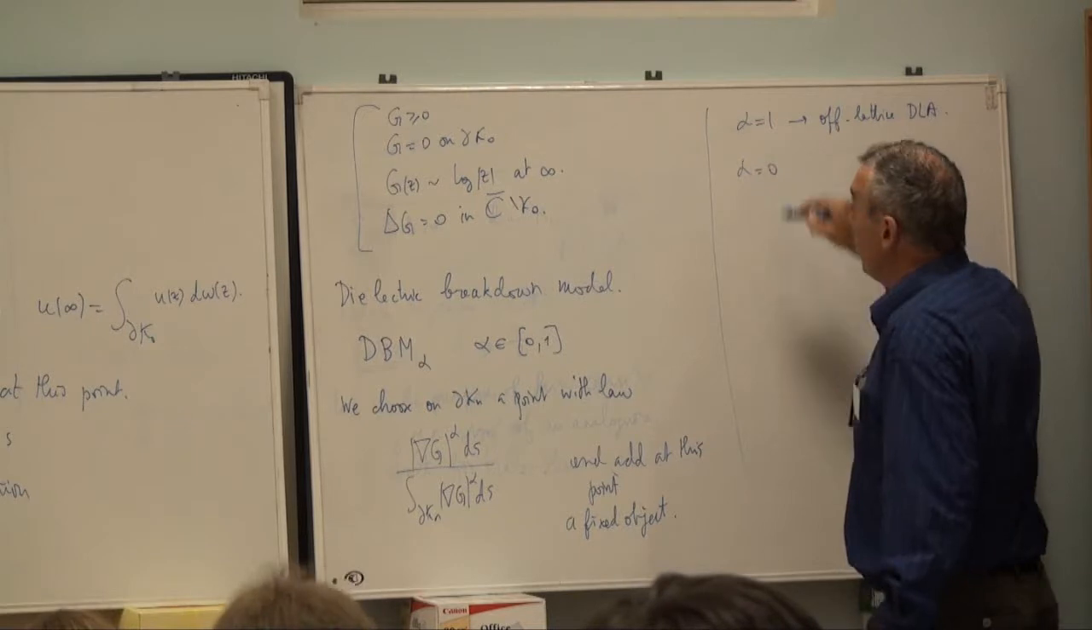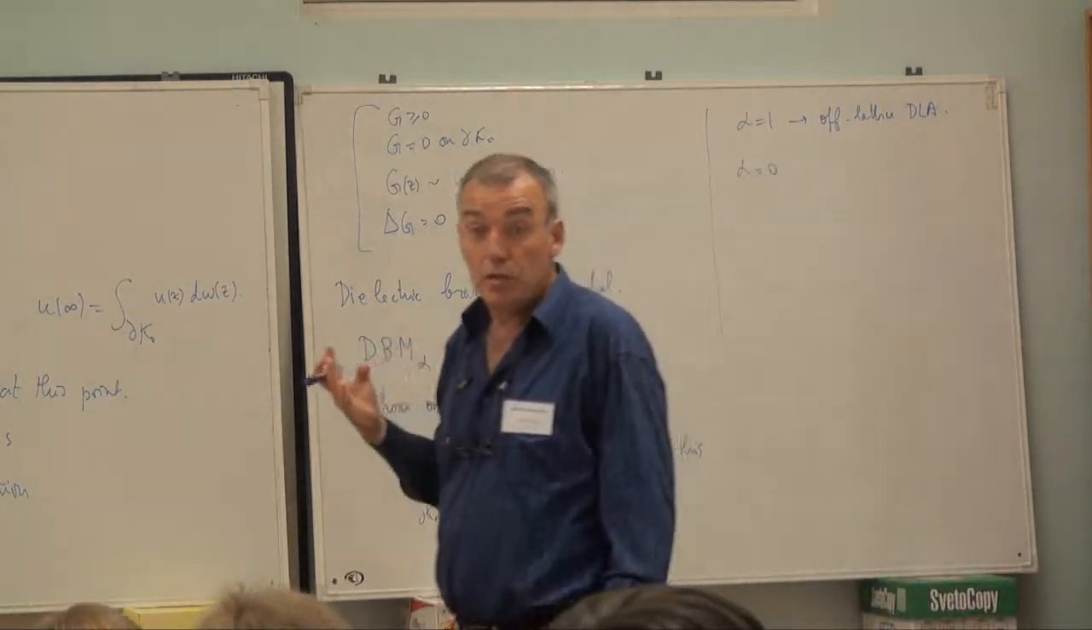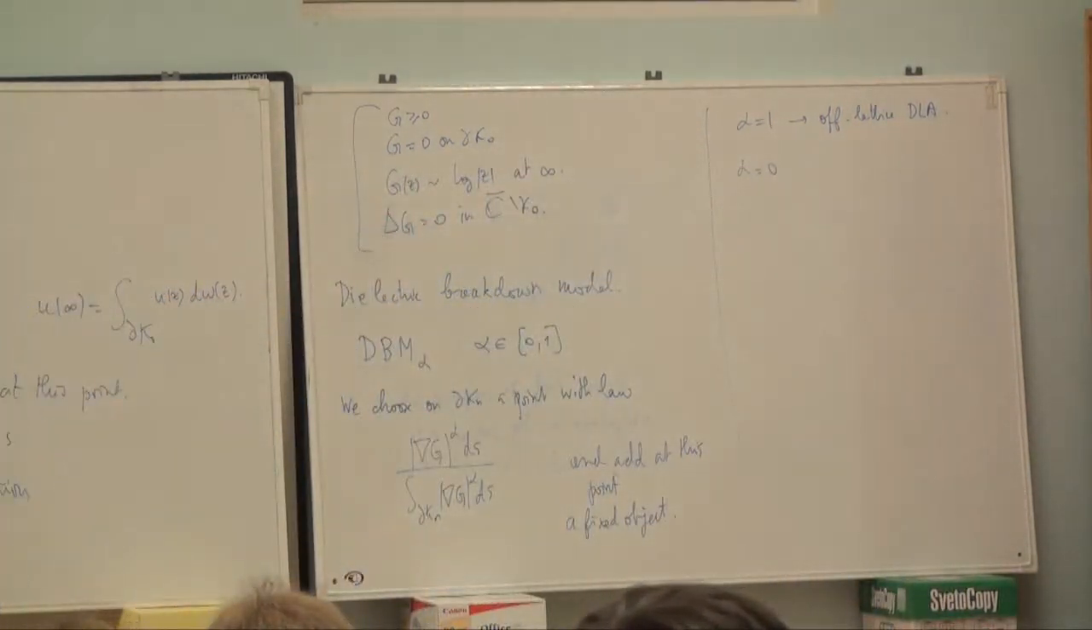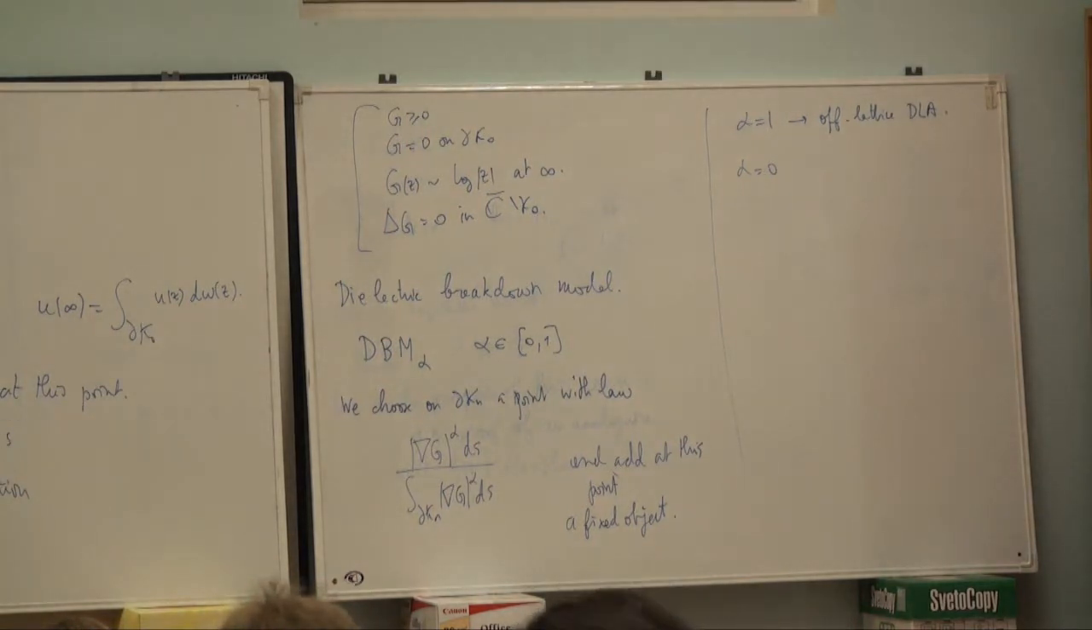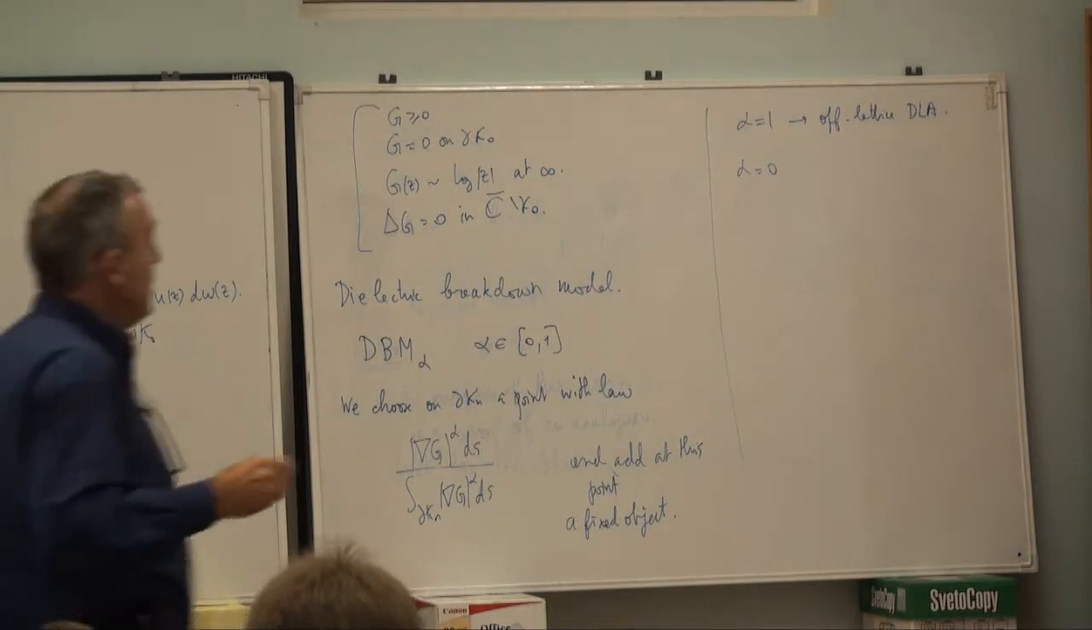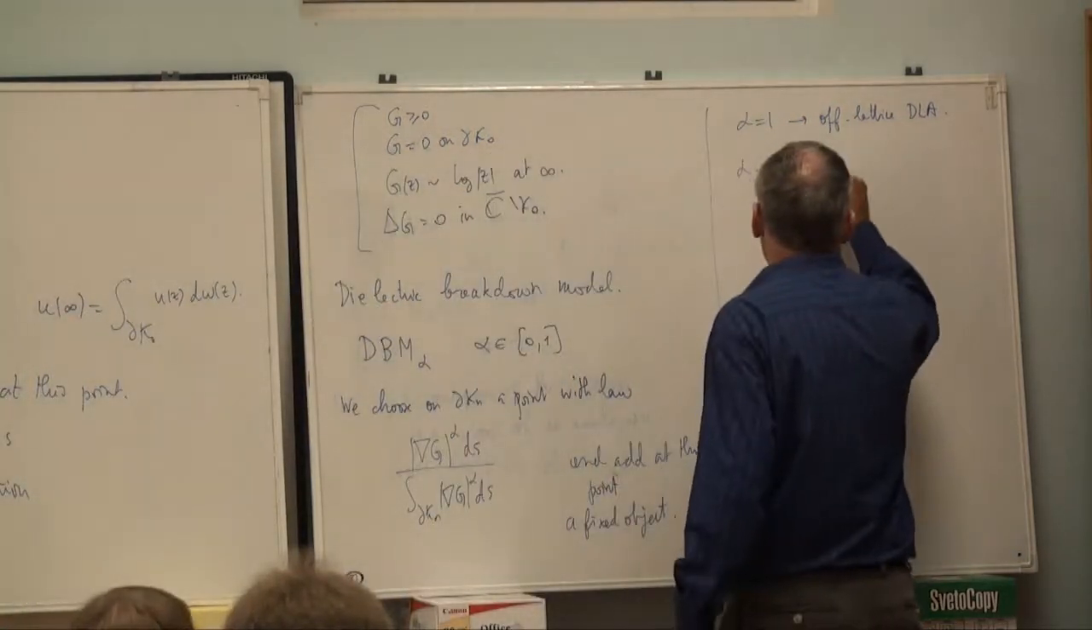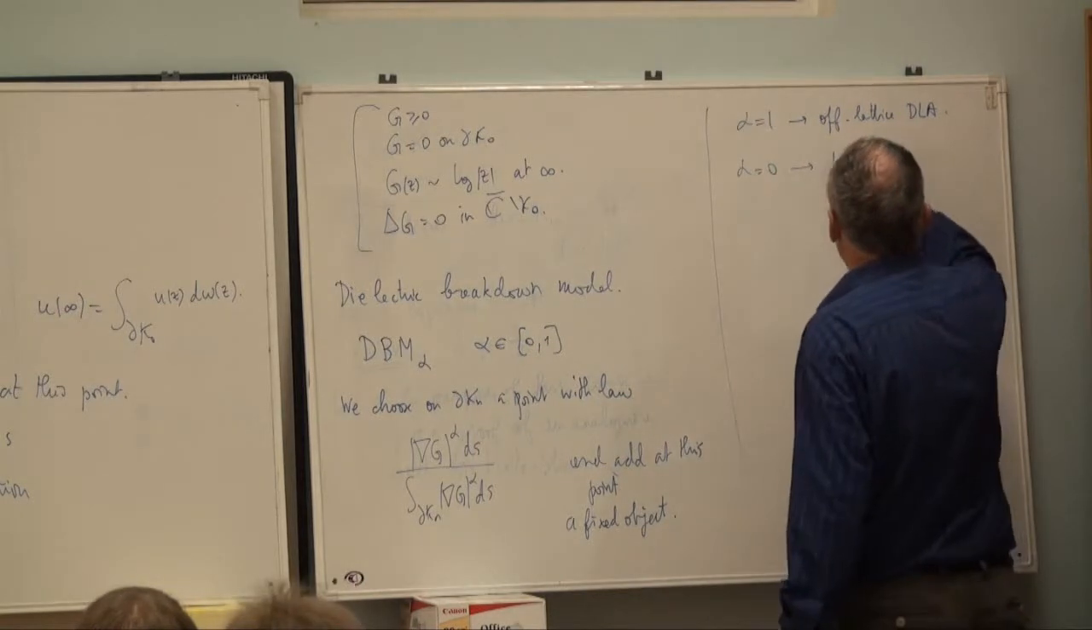And what happens when alpha equals 0? So alpha equals 0 is also an interesting process because when alpha equals 0, we just choose a point uniformly on the boundary with uniform law. All the points on the boundary will have the same probability to be hit. And this model is also well known and historically is called Eden's model.